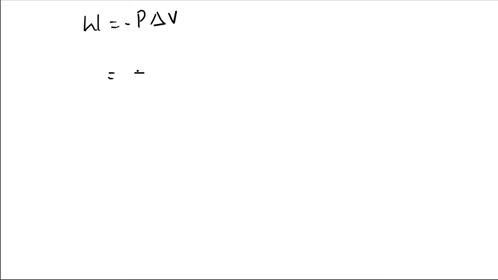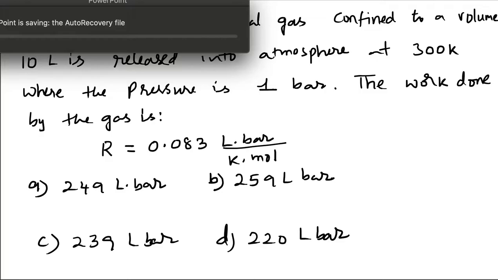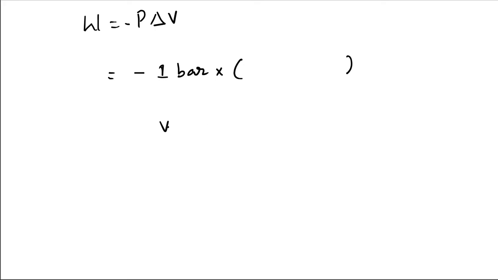What is the P here? External pressure is 1 bar times delta V. To know delta V, we must know the initial value and the final value. So in the problem, do we have initial and final values? Yes, there is an initial value of 10 liters, but it seems there is no final value in the problem, and that needs to be found out. So let's take V1 equal to 10 liters. And what is V2? We don't know, we need to find out. Once we know V2, we can easily find out W.